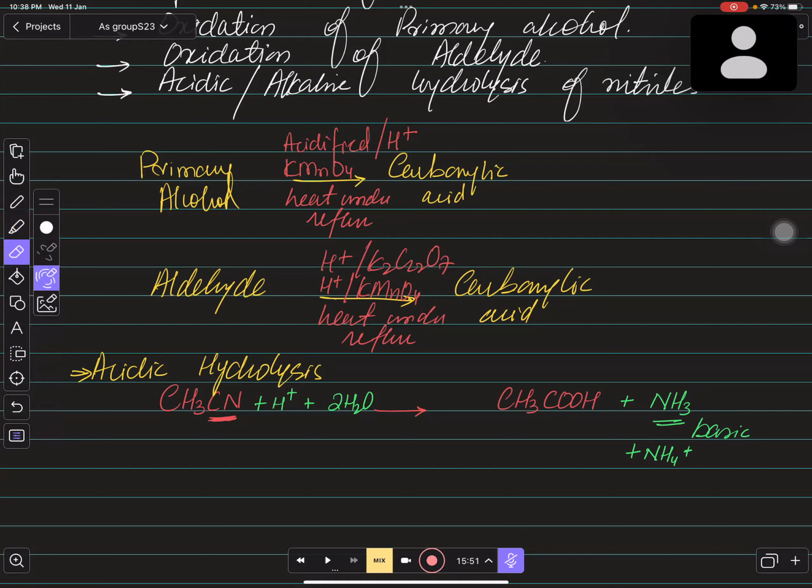NH4 positive over here, because you have done acidic hydrolysis, so you will get a salt, and the salt is an ammonium salt, right, children? Because you are using acid over here, right? Everyone of you.